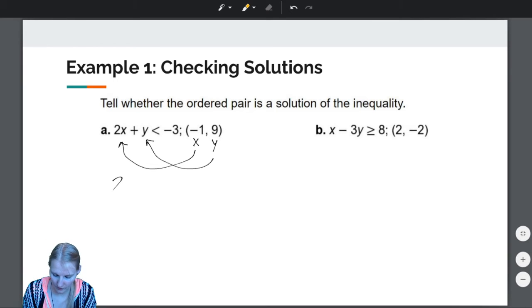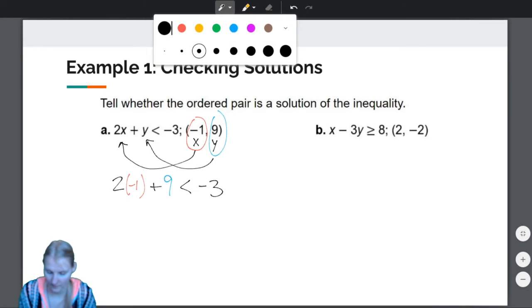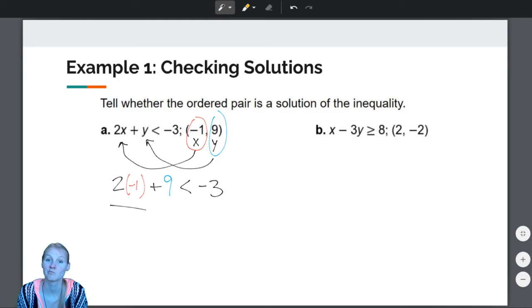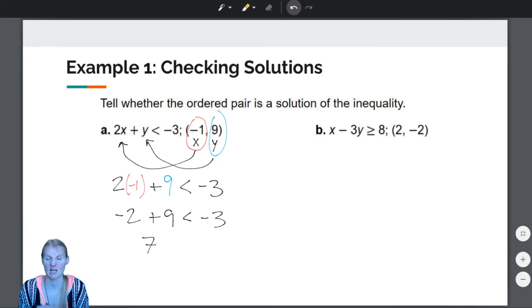So, I have 2x plus y is less than negative 3. And let me color code here, x is negative 1. So I have 2 times negative 1. And y is 9. So I actually have 2 times negative 1 plus 9 is less than negative 3. What is 2 times negative 1? Negative 2 plus 9 is less than negative 3. What is negative 2 plus 9? 7. Because negative 2 plus 9 is like 9 minus 2. That's 7. 7 less than negative 3.